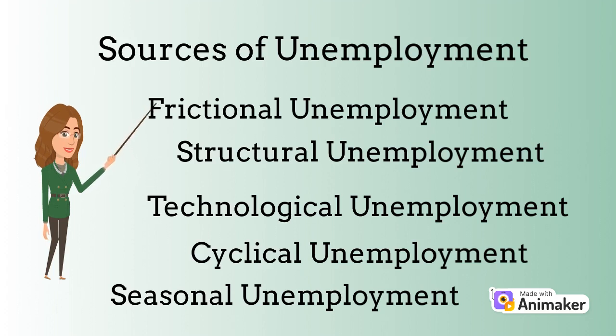Sources of unemployment. Frictional unemployment occurs when workers are between jobs. It is a short-term condition that causes little economic hardship. Structural unemployment occurs when changes in the economy reduce the demand for workers and their skills. Technological unemployment occurs when workers are replaced by machines or automated systems that make their skills obsolete. Cyclical unemployment is directly related to swings in the business cycle. Seasonal unemployment results from seasonal weather changes or other seasonal factors.